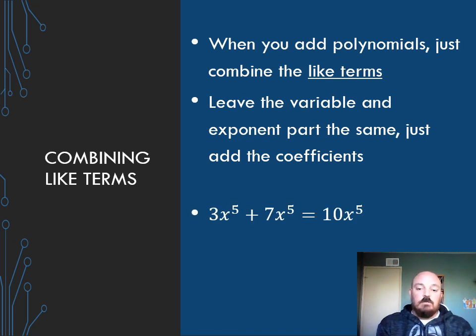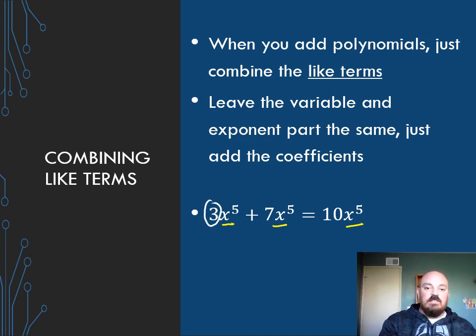So for example, if I have 3x to the fifth plus 7x to the fifth, those are like terms. I can add them up. Now notice the like part was x to the fifth. That's the same as my answer. That's what I meant when I said leave the variable and exponent part the same. You don't add there. It doesn't equal 10x to the 10th power. You don't add the exponents there. You leave that part. What you add is the coefficient part.